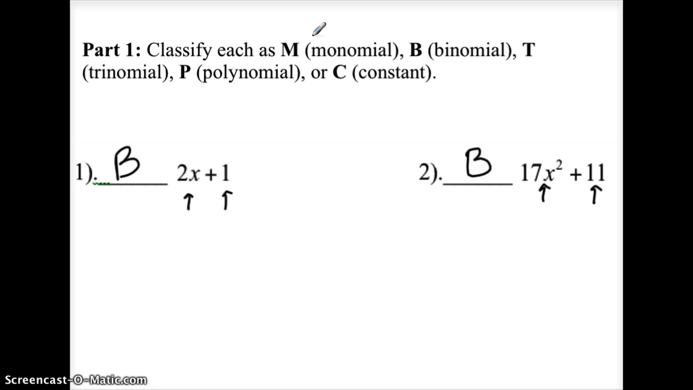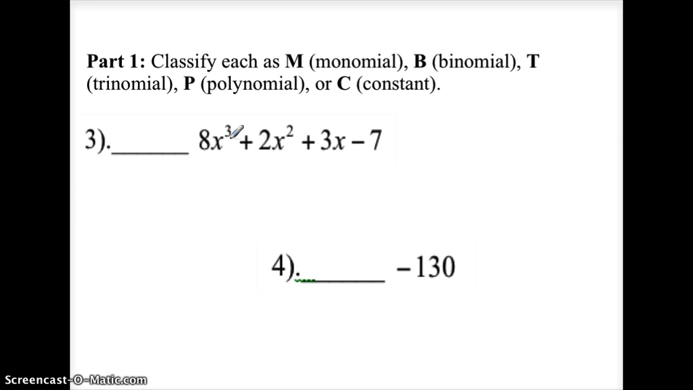So real quick, let me write up here. A monomial is when you have one term. A binomial is when you have two terms. A trinomial, you have three terms. A polynomial has 4 or more, so I'll put 4 or up. Now a constant is just a number. There are no variables, no letters. It's just a plain old number, like 5. That's a constant. So now that we have those defined, let's look at some more.